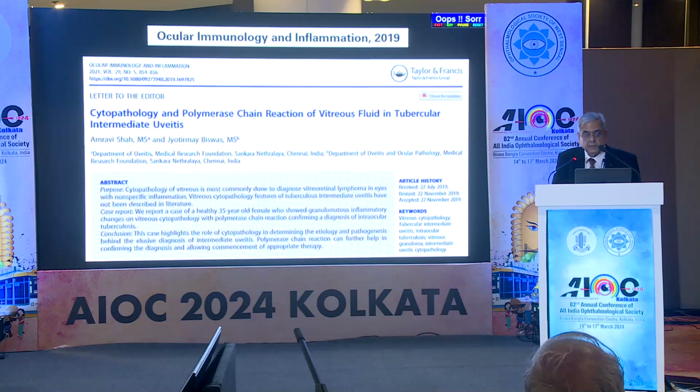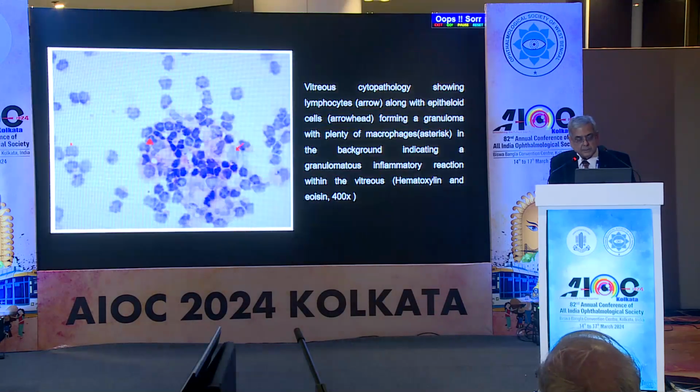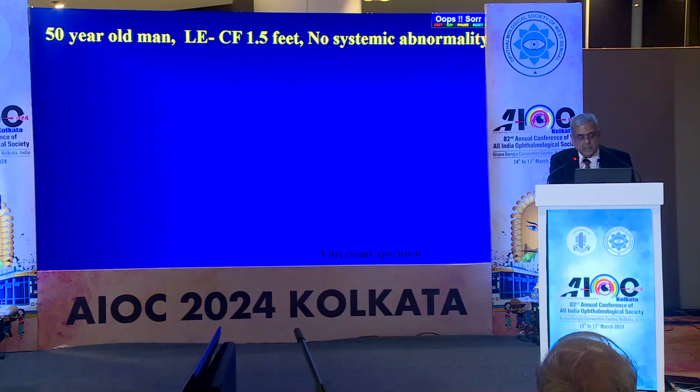Cytopathology and polymerase chain reaction of the vitreous fluid in tubercular intermediate uveitis. This is a case where I saw dense exudates in the vitreous. We took a vitreous biopsy which showed granuloma. Macrophages were seen, and the PCR showed Mycobacterium tuberculosis DNA amplification, and it was suggestive of tuberculosis.